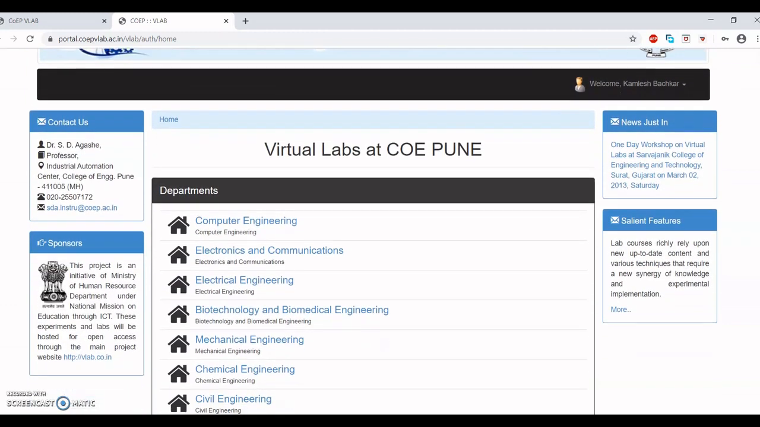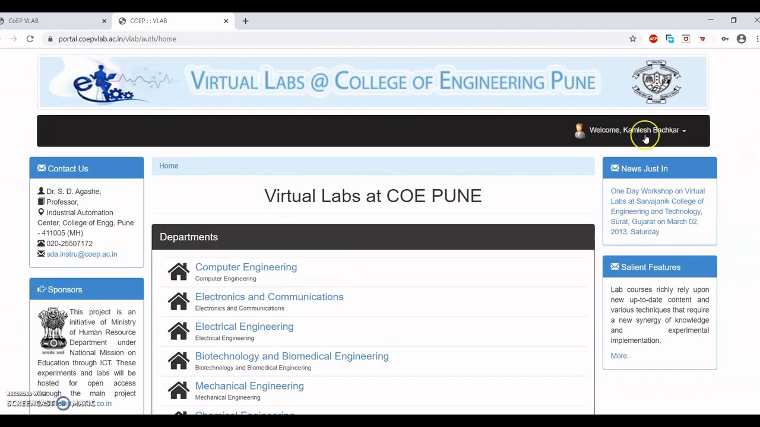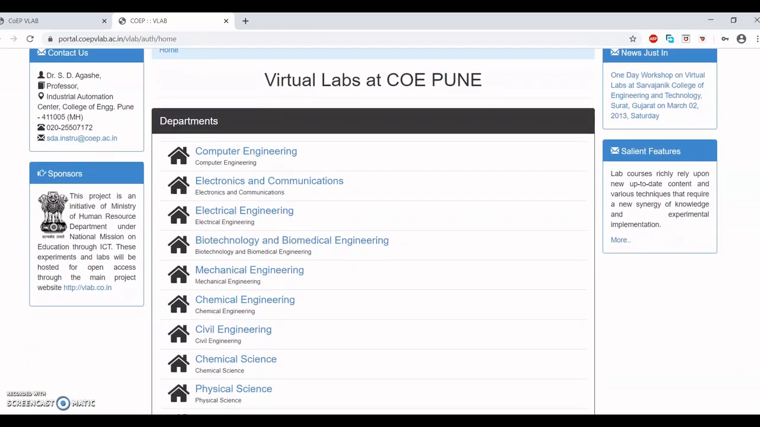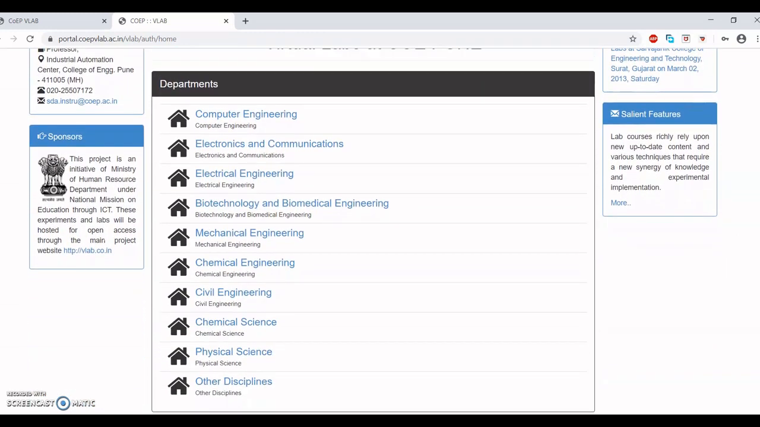Just look at the right top corner. Here your details are mentioned: your name, your profile, and you can change the password from here. So all your details are mentioned here. About the experiments, you can see here they are listed by department. All the departments here have their own labs.